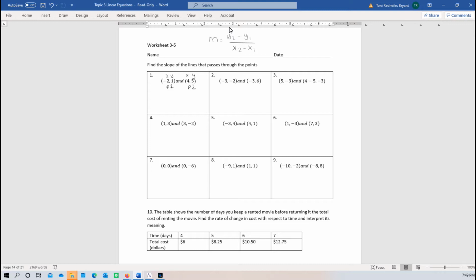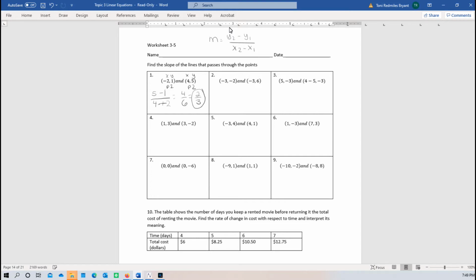So for the first one, I want the second point y value, which is a 5, minus the first point y value, which is a 1, over the second point x value, which is a 4, minus the first point x value, which is a -2. Now I've got to clean up my double negative here. And when I do my math, I'm going to get a 4 over 6, which reduces down to 2/3.